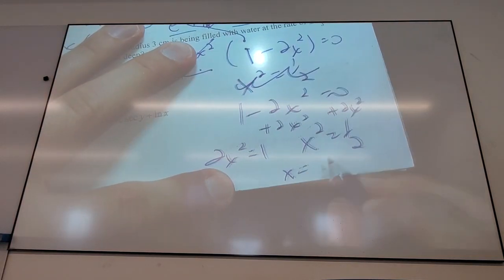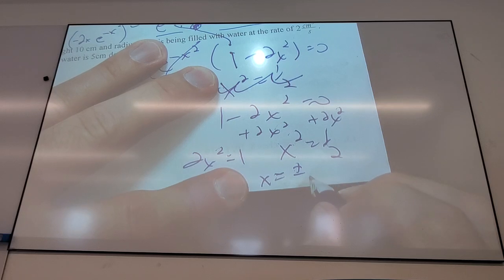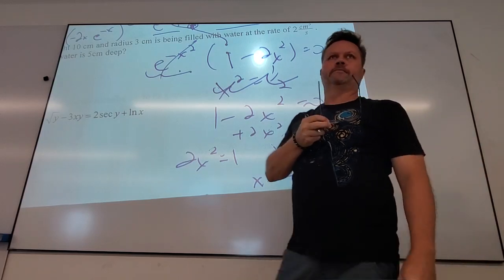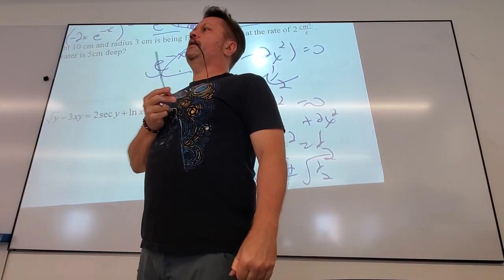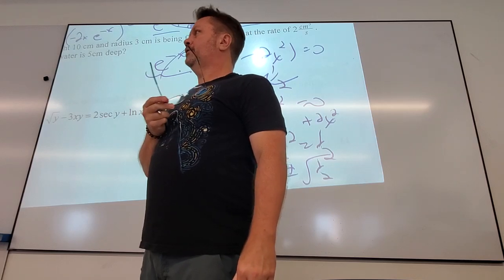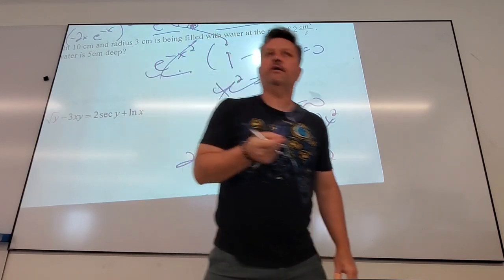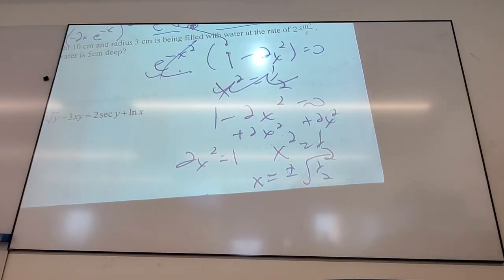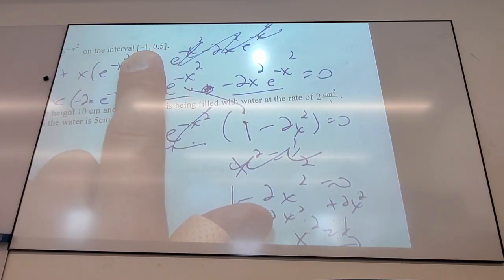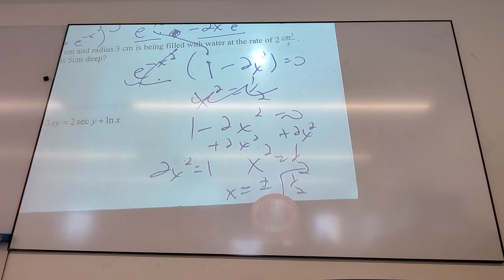So x equals plus or minus square root of 1/2. You will be armed with a calculator. What do I need to check now? Do both of those get plugged in? No, they don't. Because what do I have to check? How do you get into the contest? You're either an endpoint or your critical number that is between those two. What is the square root of 1/2?